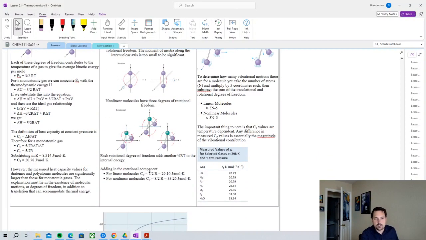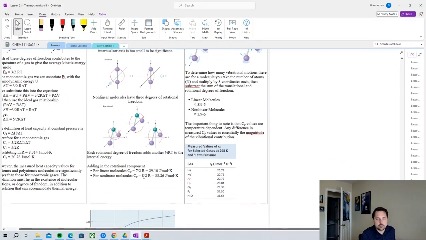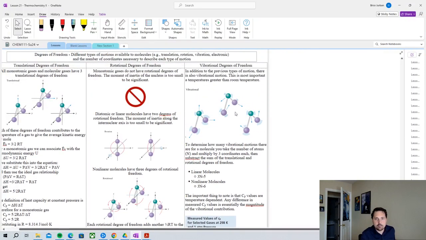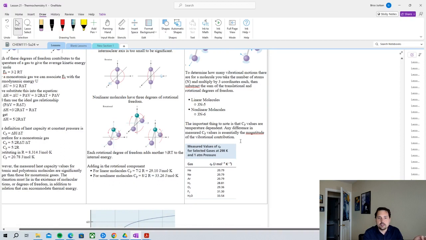For linear molecules, you can add another R value, giving us 7/2 R, and for nonlinear molecules, it comes out to 8/2 R. And then lastly, if we have vibrations occurring, we can determine how many degrees of motion there are for that by counting the number of atoms, multiplying by the 3 coordinates, and then subtracting the rotational degrees of freedom. And you can find how many vibrational modes there should be for that molecule.